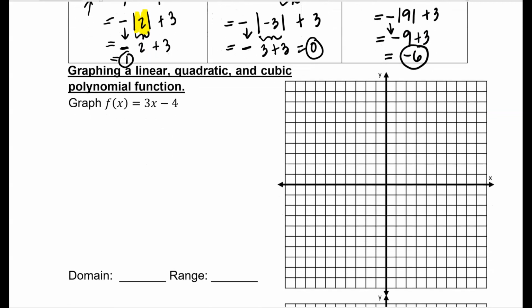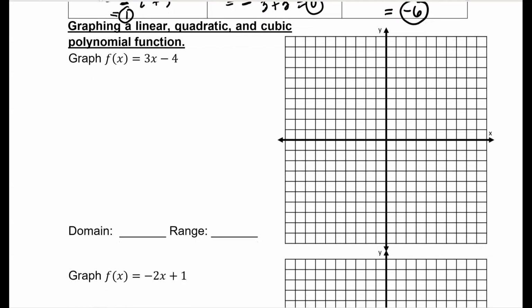Let's move on to graphing. Hopefully you are already a little familiar with graphing from high school, but let's go through graphing a linear function. So this first one is a linear function, and I know that because our x is to the first power. So if your degree is 1, then you have a linear function. If your degree was 2, then you would have a quadratic function. If your degree was 3, you would have a cubic function. So I know that this would be a straight line once I graph.